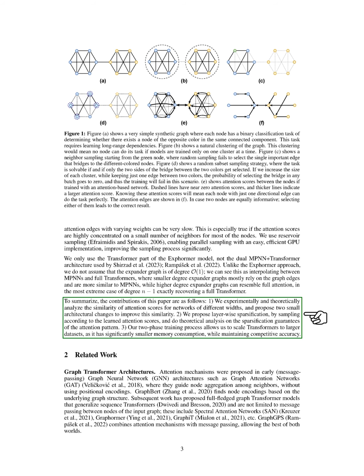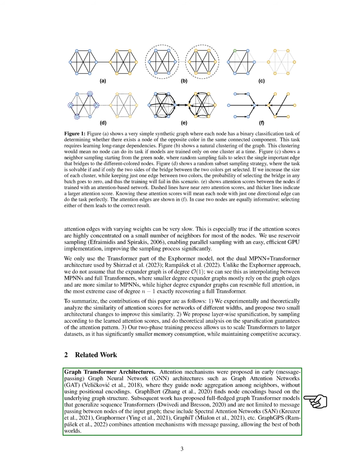Section: Related work. In this section, we discuss related work on graph transformer architectures. We note that attention mechanisms were introduced in early graph neural networks, like graph attention networks, which help nodes aggregate information from their neighbors without positional encodings. GraphBERT focuses on node encodings based on the graph structure. Later developments led to full graph transformer models that extend beyond simple message passing, including spectral attention networks, Graphormer, and Graphit. Graph GPS merges attention with message passing, combining the strengths of both approaches.